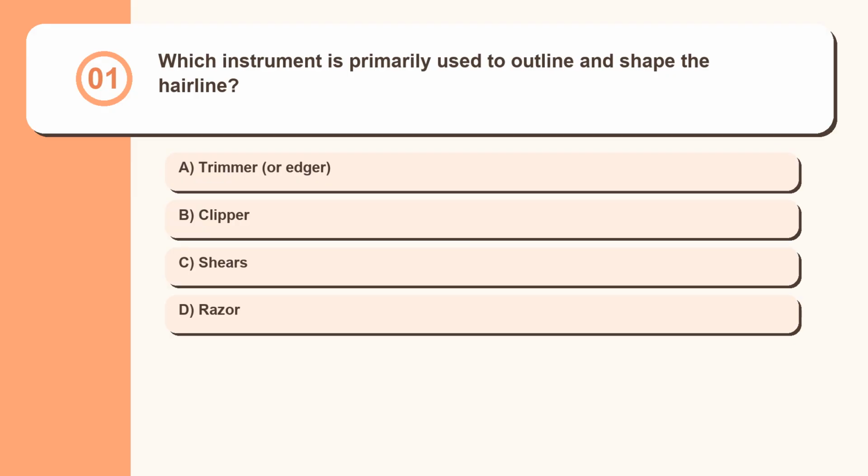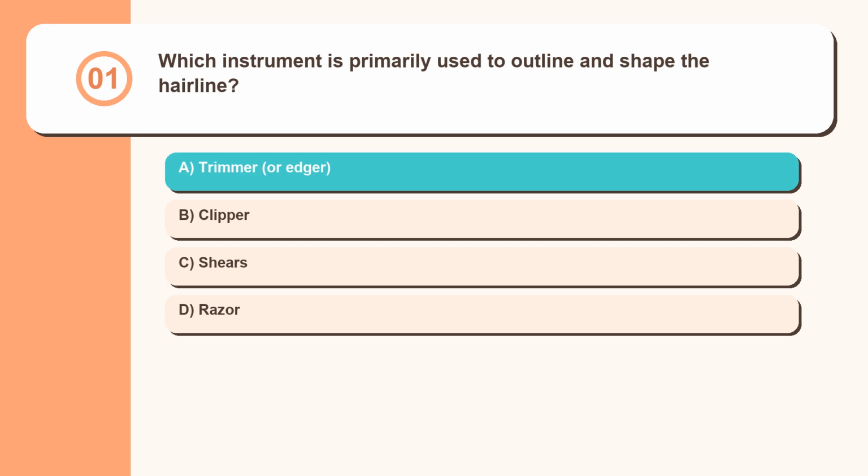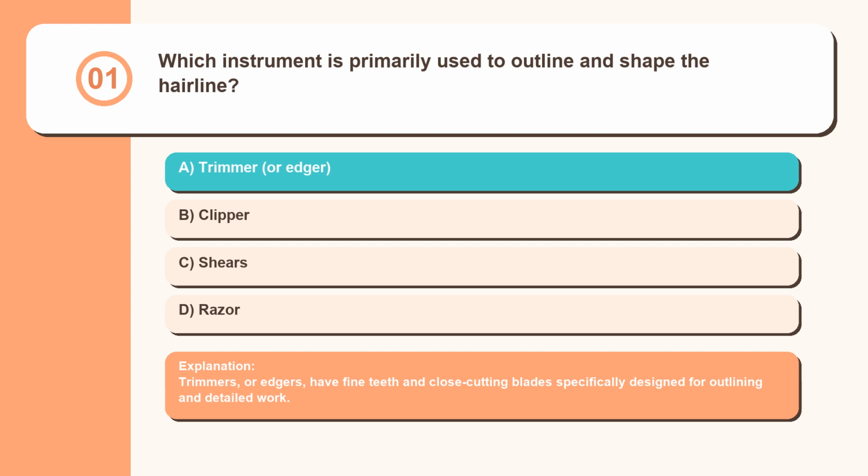Question 1. Which instrument is primarily used to outline and shape the hairline? Trimmer or edger, clipper, shears, razor. Trimmers, or edgers, have fine teeth and close-cutting blades specifically designed for outlining and detailed work.